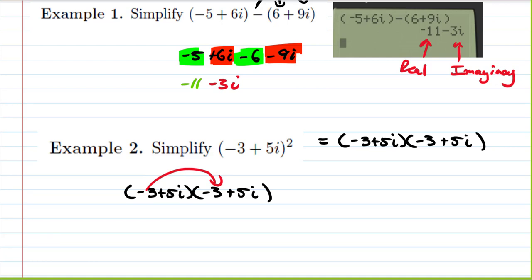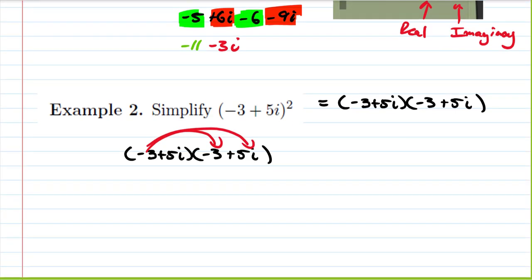and distribute the minus 3 into our parentheses, negative 3 times negative 3 is positive 9. Negative 3 times 5i is negative 15i. And then we distribute the 5i into our parentheses. 5i times negative 3 is negative 15i. And 5i times 5i is going to be positive 25, and then i times i is i squared.